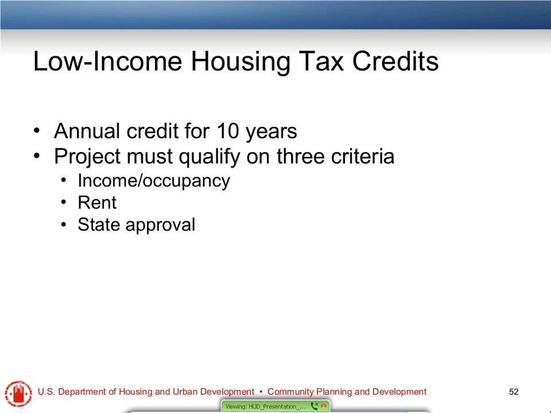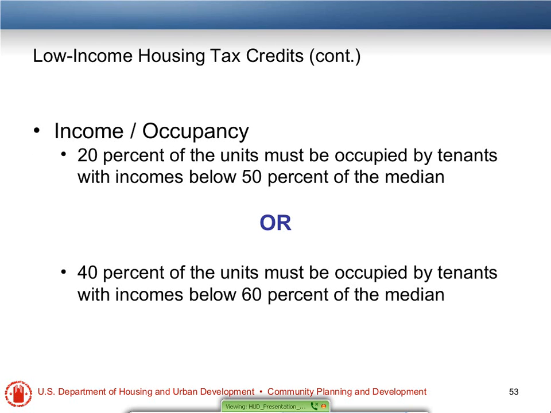Low-income housing tax credits, you may be familiar with. It is a 10-year credit. It's an annual credit for 10 years, but the projects must qualify on 3 separate criteria: the income and the occupancy of the residence, the rent that is charged on the residential units, and then must get the state approval through an application process.